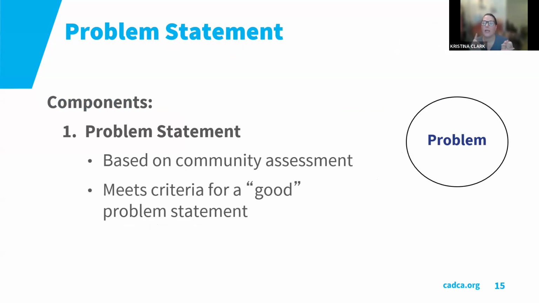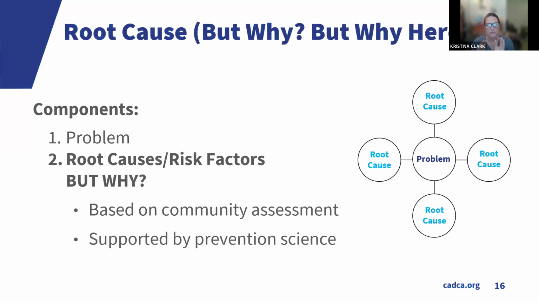So we've decided alcohol and prescription drugs, whatever it is. So it's going to be based on your community assessment, and it has to meet the criteria for a good problem statement. What does that mean? It means you're naming one thing at a time, one population, and that you're not blaming anyone. We're not saying if parents would just stop doing X, Y, Z, we wouldn't have people drinking. We're just simply saying the problem is youth underage drinking. So that goes in the first circle.